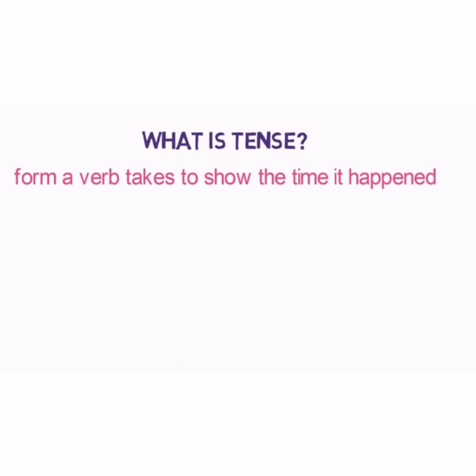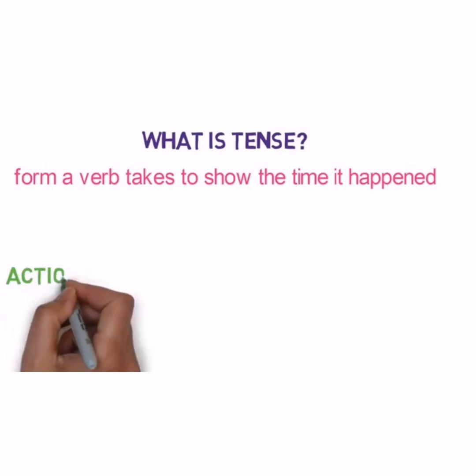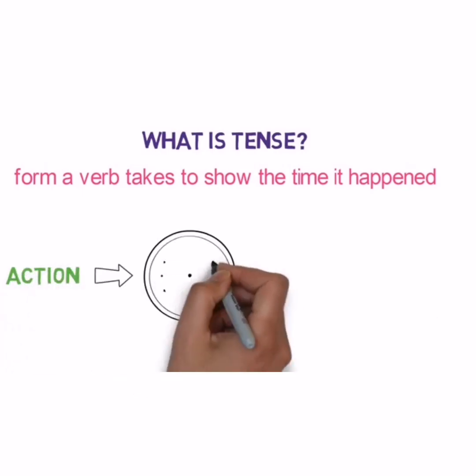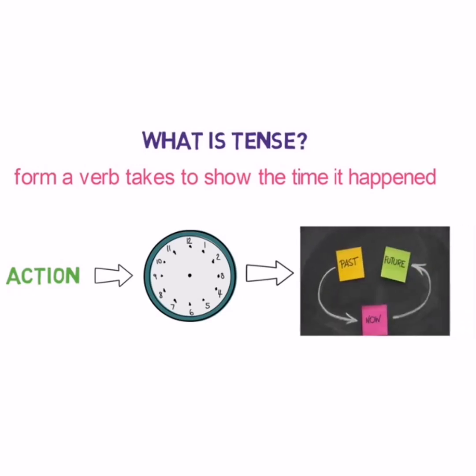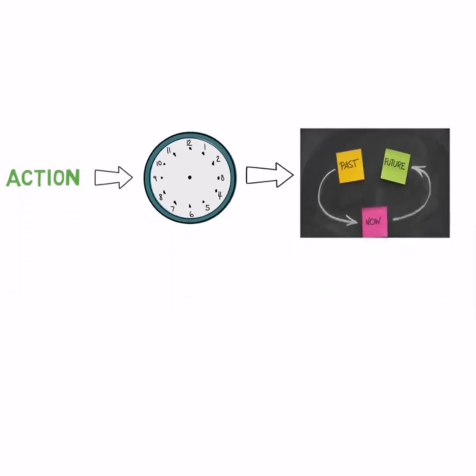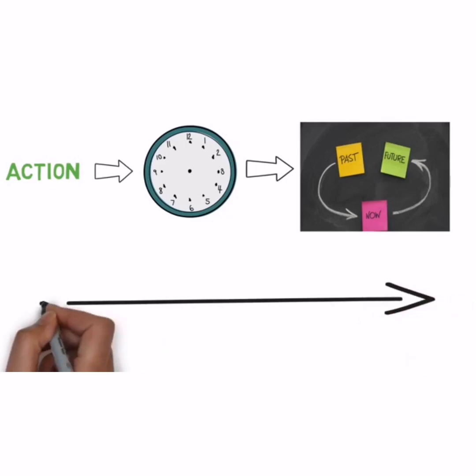Yes? Now let's understand what exactly is a tense. Tense is a form a verb takes to show the time it happened. Means it actually describes when any action is taken with respect to time. Now students, the time the action took place can be present, it can be past or it can be future.